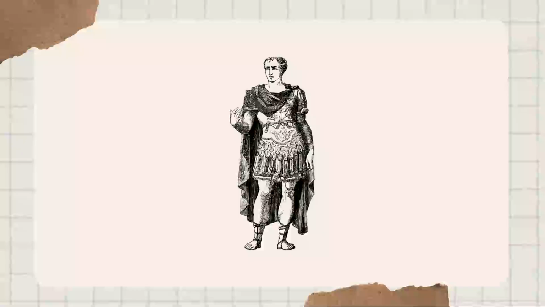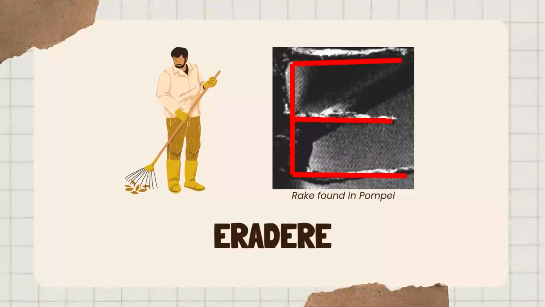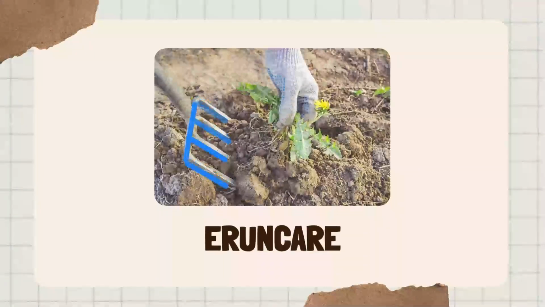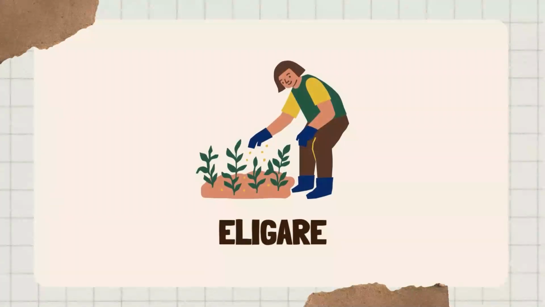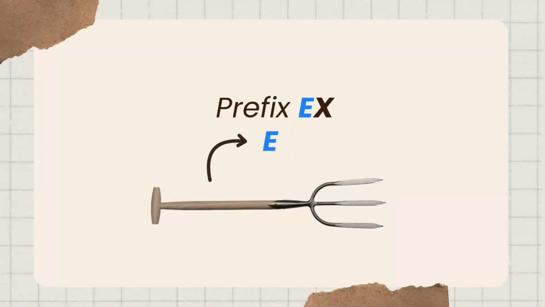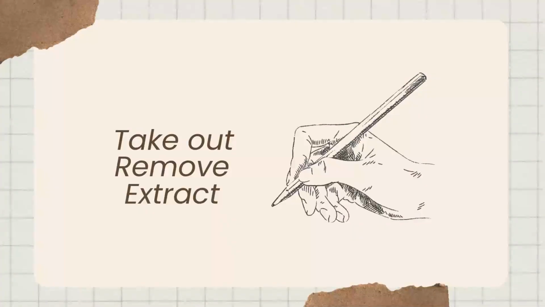In Latin, interestingly enough, we find several verbs related to tilling and raking that begin with E. For raking, eradere; for weeding, eruncare, exerbare, and even eligare, when referring to pulling out weeds. Each of these verbs begins with a prefix ex, or simply e in its shortened form, which expresses the idea of taking out, removing, extracting, as one would do with a tool for raking or weeding. These verbs thus give a pictographic meaning to the prefix ex.